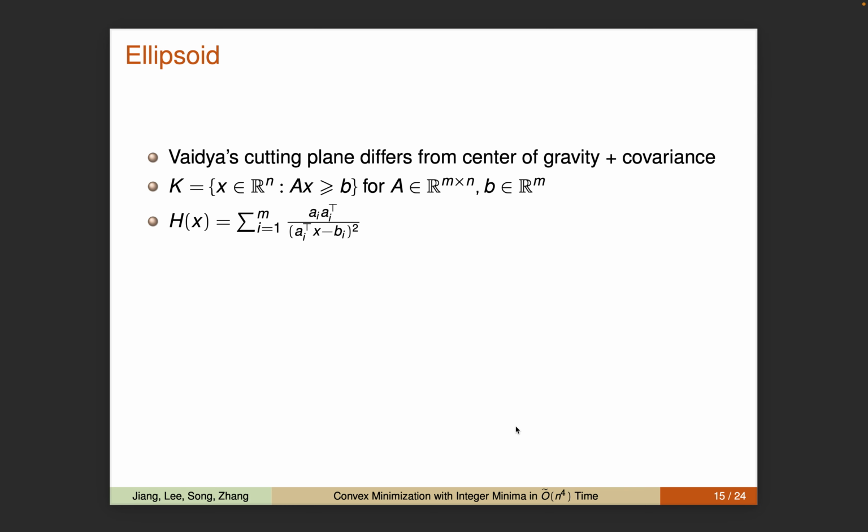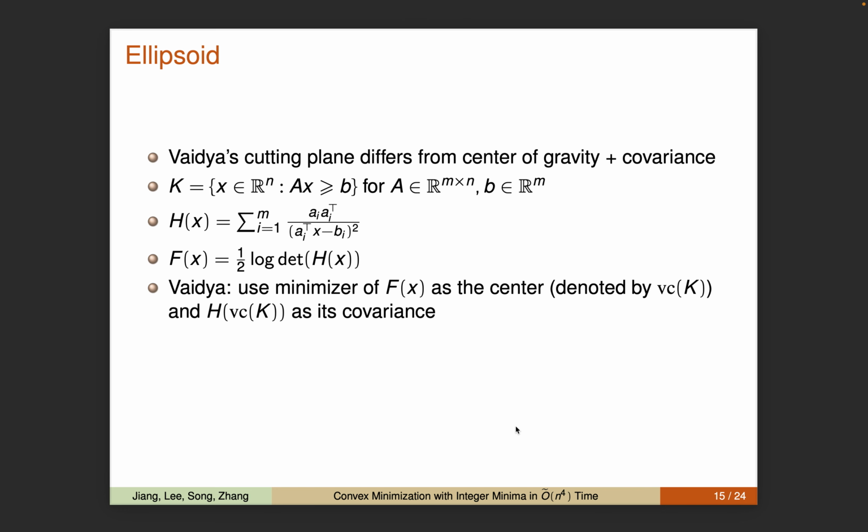Then we can write down the Hessian of the so-called log barrier of this polytope, and the Hessian is defined as follows. Essentially, it's a sum of outer products of the constraints a_i of the hyperplanes, weighted by the square of the slacks. Vaidya basically says that this Hessian matrix H(x) naturally induces an ellipsoid. I can consequently define a function that measures the volume of this ellipsoid.